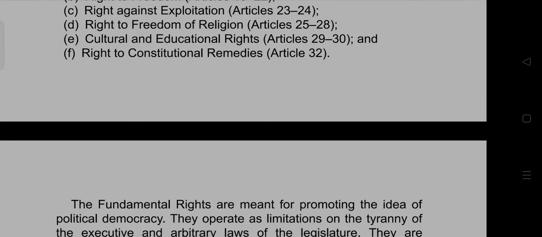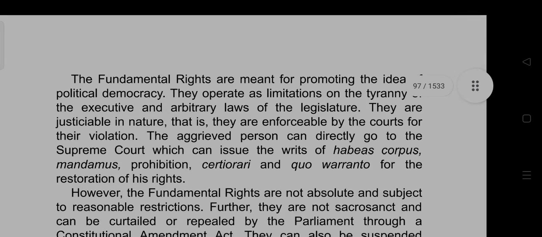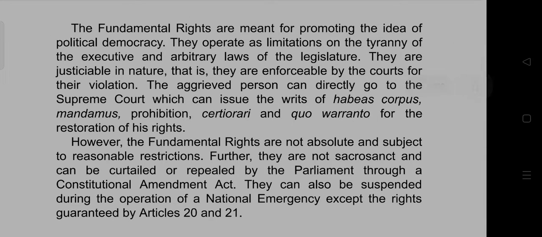Sixth, cultural and educational rights, Article 29 to 30. And seventh, the right to constitutional remedies, Article 32. The fundamental rights are meant for promoting the idea of political democracy. They operate as limitations on the tyranny of the executive and the arbitrary laws of the legislature. They are justiciable in nature, that is, they are enforceable by the courts for their violation.